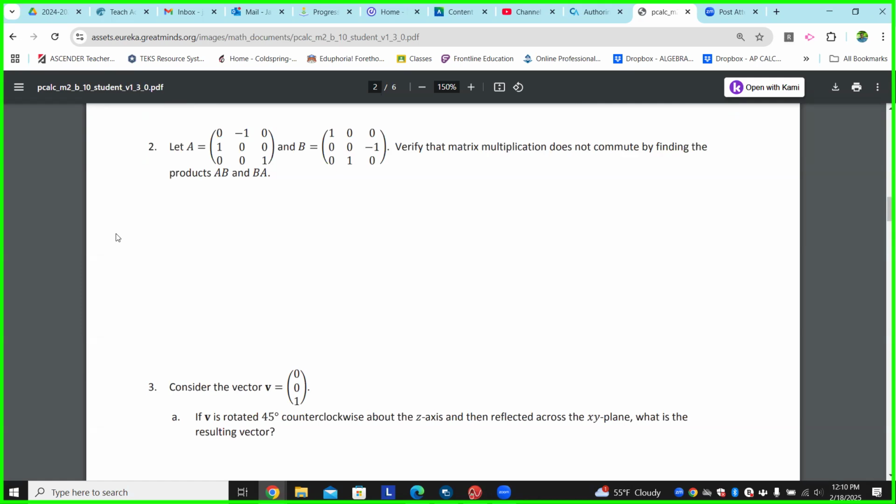All right. So that's where, I tell you what, y'all try this one. Multiply AB, then BA, and see if they end up equaling before we get into it. So you'll have time to write down.